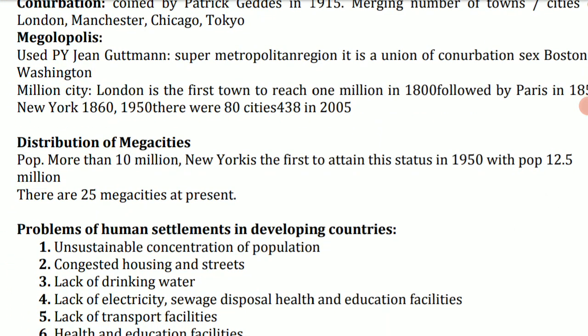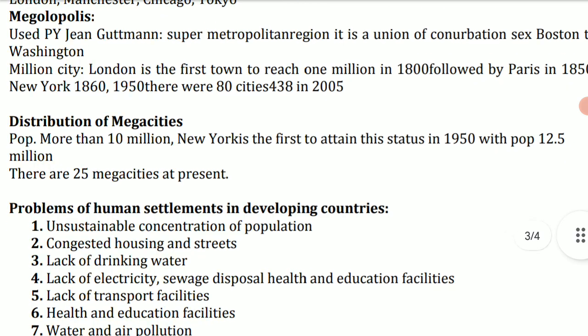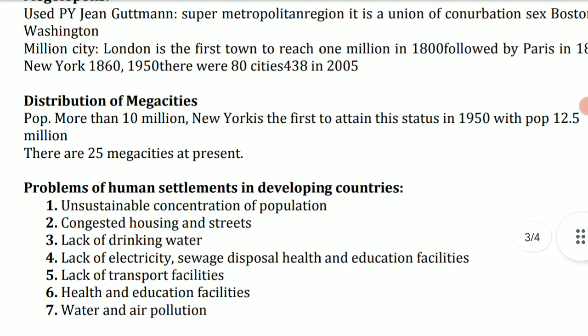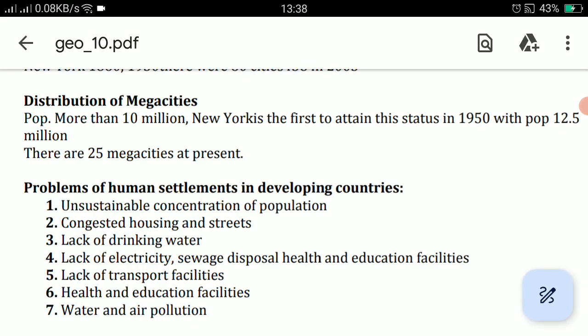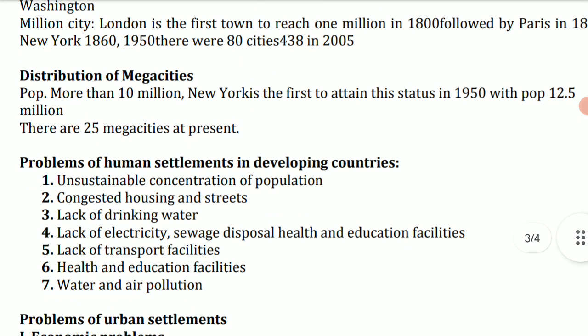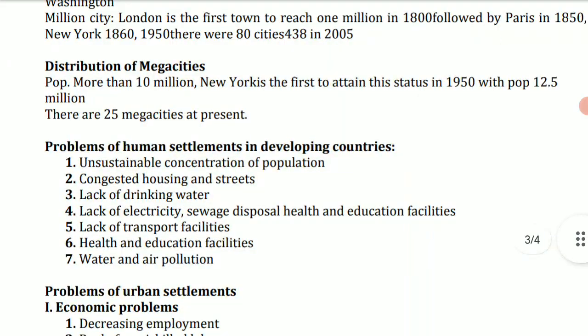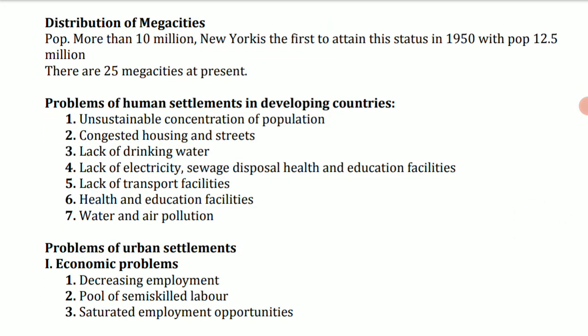Then we have million cities. London was the first town to reach 1 million in 1800, followed by Paris in 1850, and New York in 1860. Then in 1950 there were 80 cities, and 438 in 2005. What is the distribution of mega cities? A mega city has a population of more than 10 million. New York was the first to attain this status in 1950 with a population of 12.5 million. Then there are 12 mega cities at present.